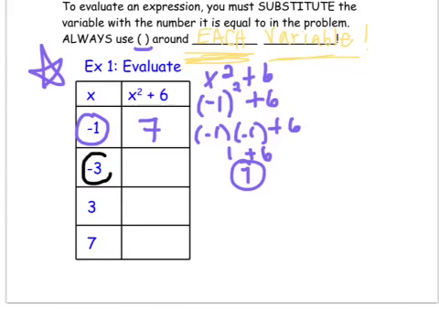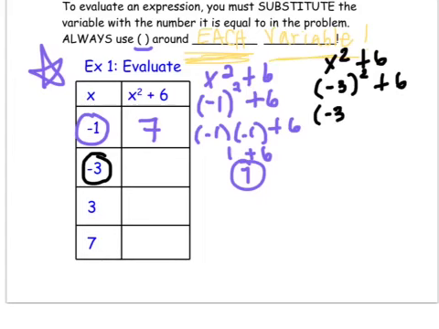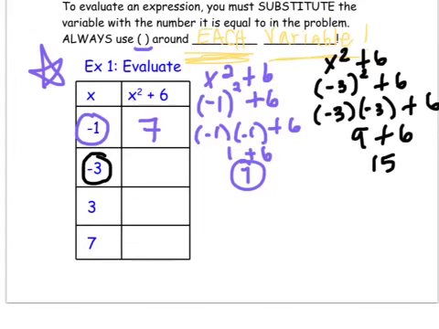We are going to do -3. So we're going to go ahead and rewrite it. We're going to write x squared plus 6. Now we're going to put our parentheses. We'll put -3 in the parentheses because that's our number. (-3) squared plus 6. So -3 squared means -3 times -3 plus 6. Well, -3 times -3 is going to give us +9, plus 6, and that'll give us 15.